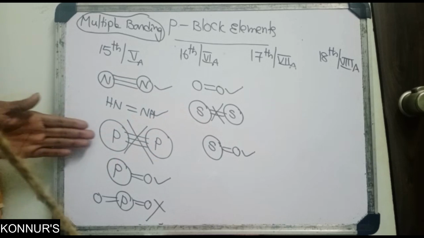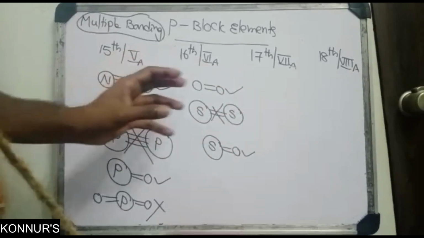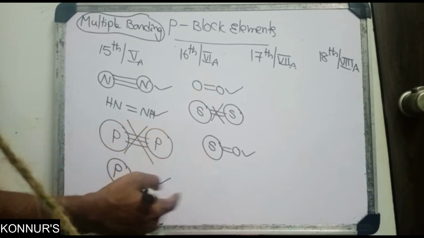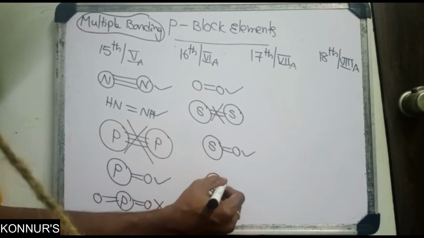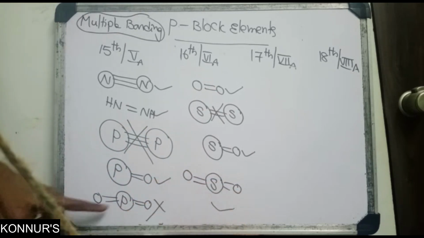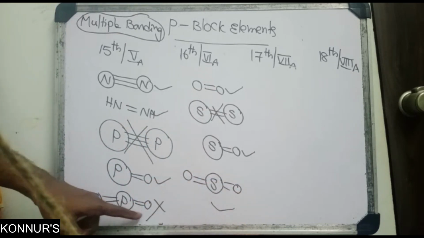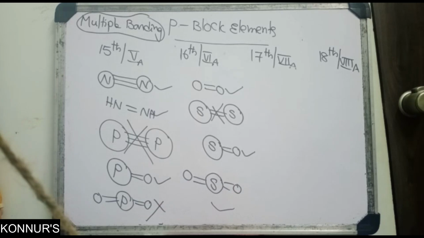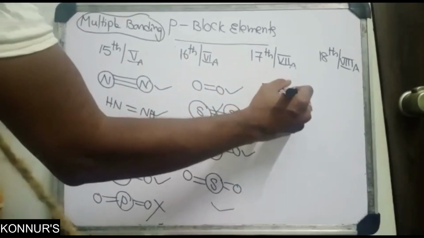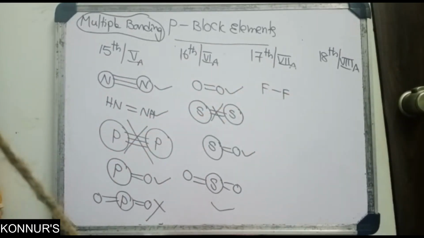Compared to phosphorus, moving left to right, size decreases. Compared to phosphorus, sulfur's size is smaller. So that's why sulfur can form a double bond O, but phosphorus with two double bond O's does not exist. Here no problem: fluorine and fluorine, you get one bond only.